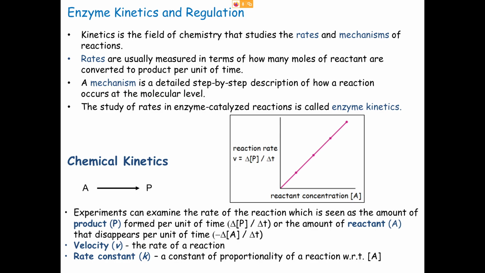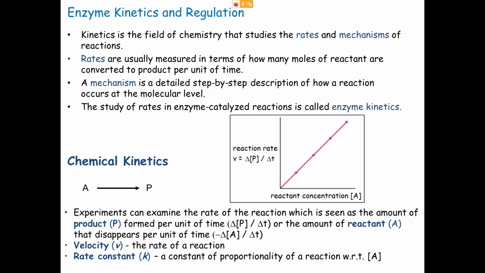So we'll have one molecule A, or 1 mole of A, turning into 1 mole of P. And the rate at which that occurs would be the appearance of P's concentration over time, or the increase in the concentration of P over time, or the decrease in the amount of A over time. Those numbers should agree with one another. Okay? We'll call the rate at which this occurs, the change in concentration over time, the velocity. So we'll write V equals the change in product over time.